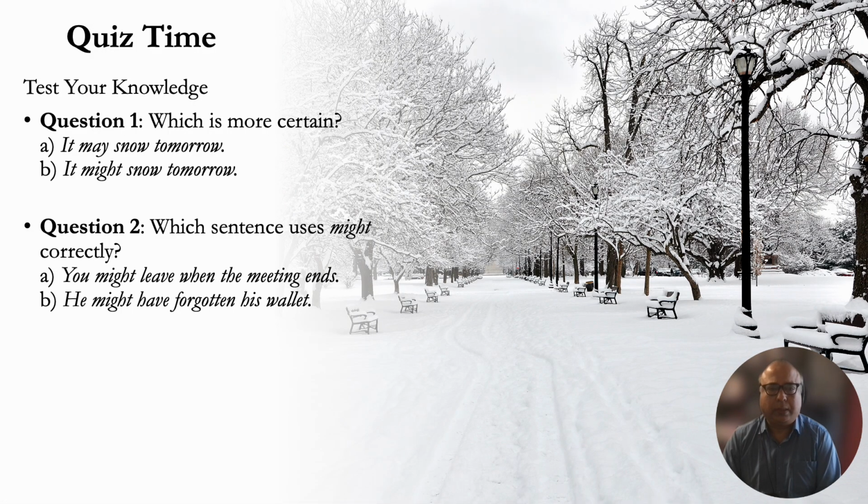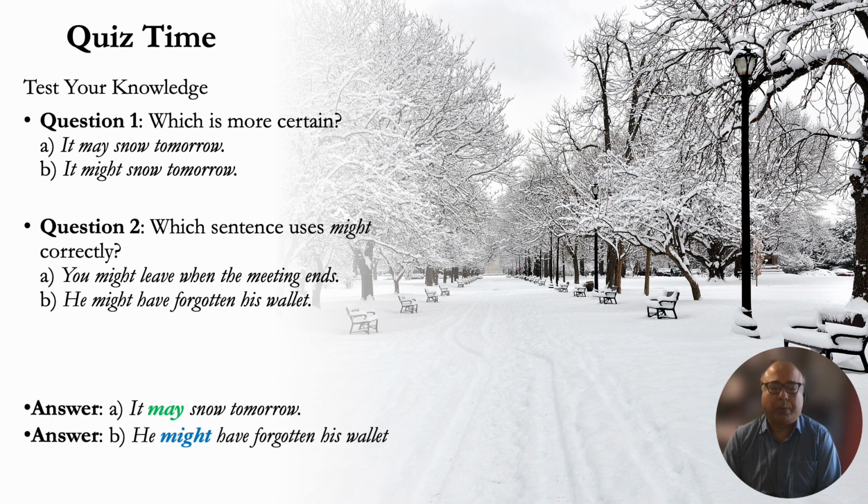Okay? All right. So let's take this quiz. There's just 2 questions. And for each question, I've given you 2 choices, A and B, and you have to pick one. Okay, these are the answers. There are 2 answers, right? One answer for each.